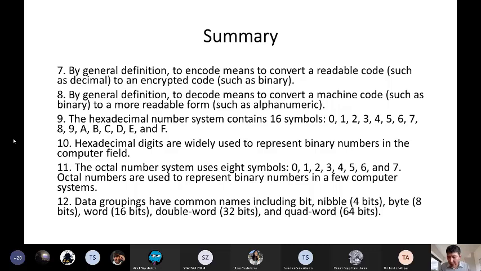Do you use this nibble, word, double word, and quad word terminology very often? No. So you talk about bytes and bits, right? Okay. But you should know that there are other common names: nibble is 4 bits, word is 16 bits.